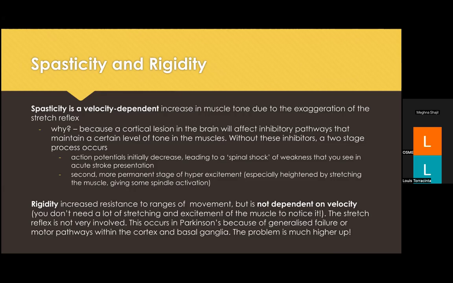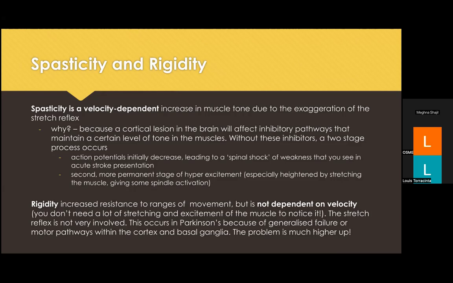And without those inhibitors, a two-stage process occurs. So let's say someone gets a stroke. Initially, they just get complete weakness. They get something called spinal shock. So you just see that they get complete weakness in their acute stroke. So maybe their arm goes and they're just acutely weak. So they're not spastic yet.